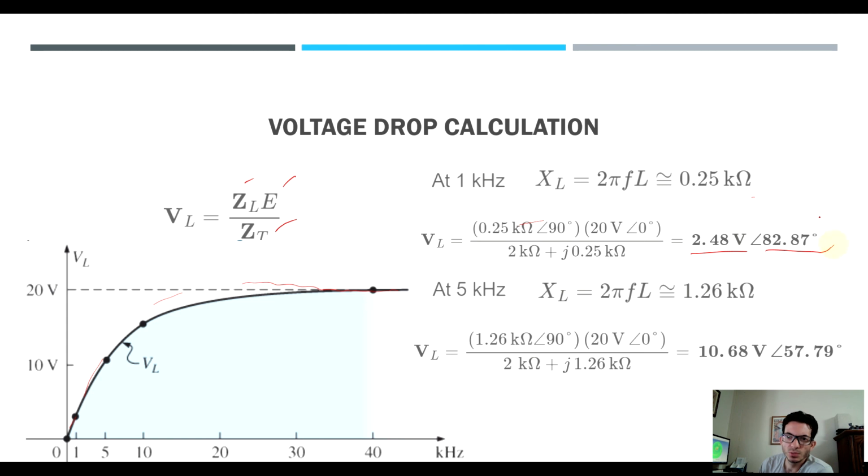The phase shift doesn't matter as much for this particular point. We just want to see the voltage change. So it's around 2.48, which is right here. At 5 kilohertz, which is right here, the reactance because of the inductor is 1.26 kilo ohms, and the voltage is 10.68, around right here, and so forth. You compute the voltage given the frequency change, and then you'll get this curve.